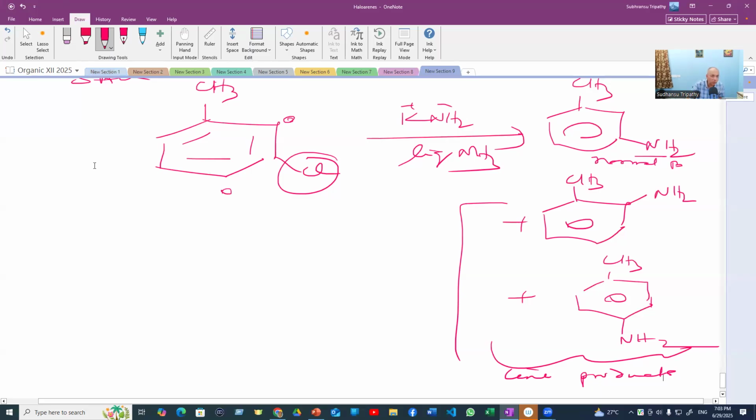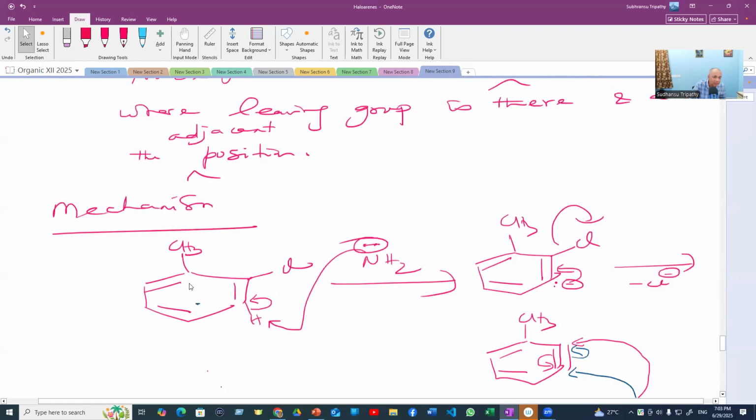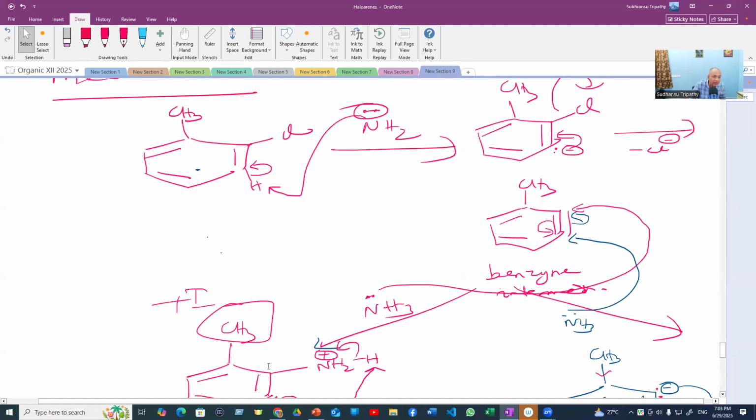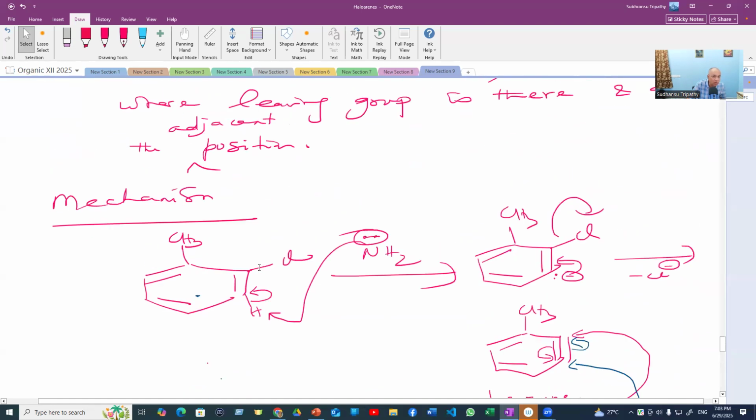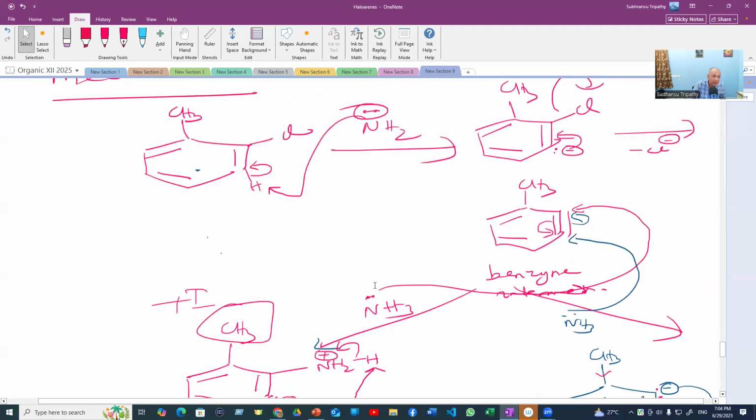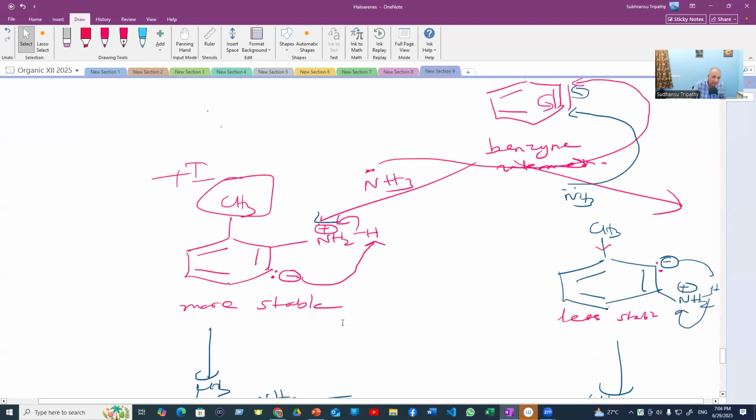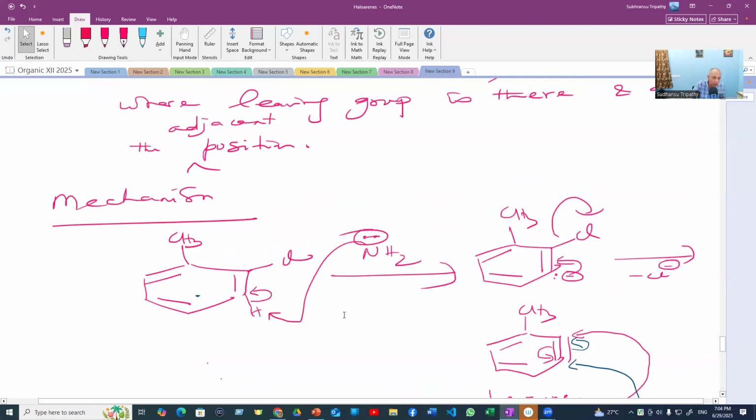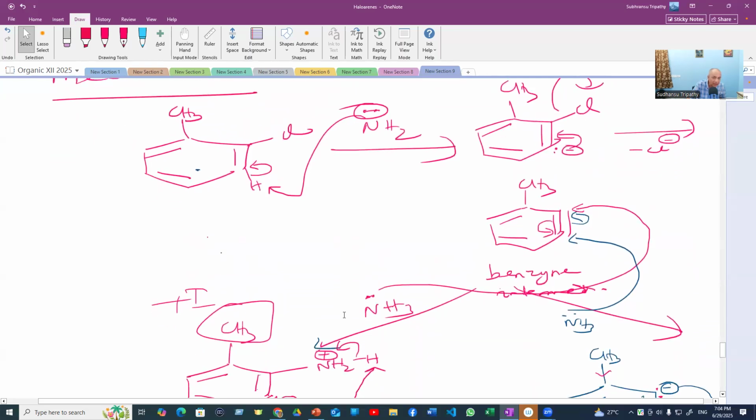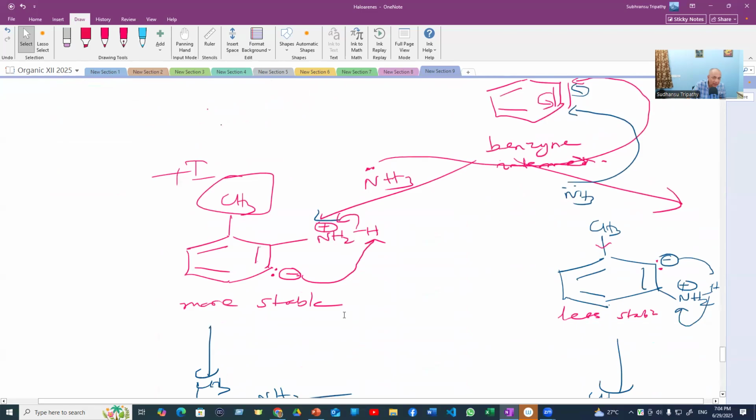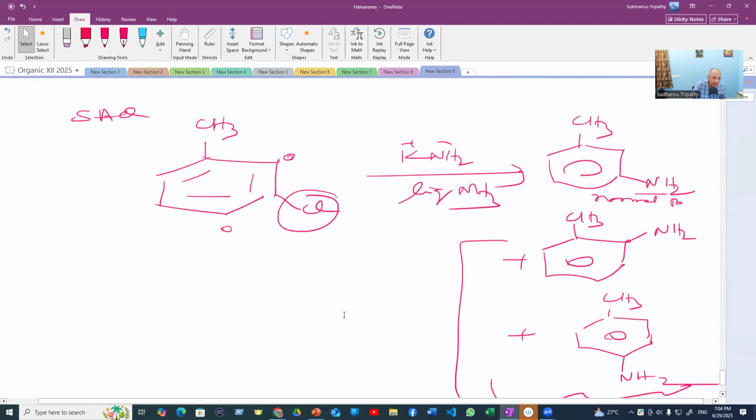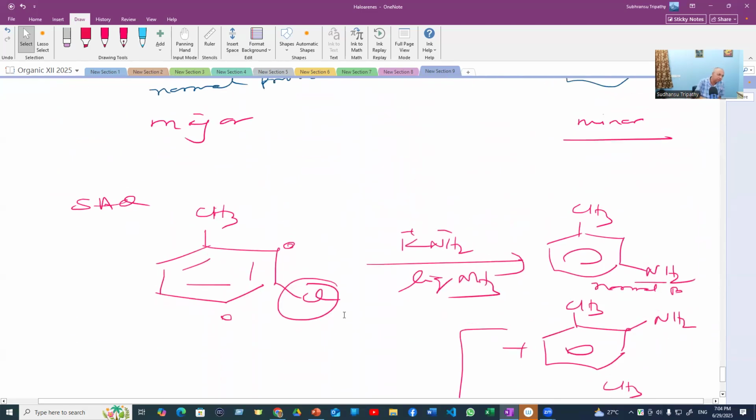I have already shown you the mechanism. I have shown you the elimination followed by addition type of mechanism. I am showing you once again. Now can you answer?